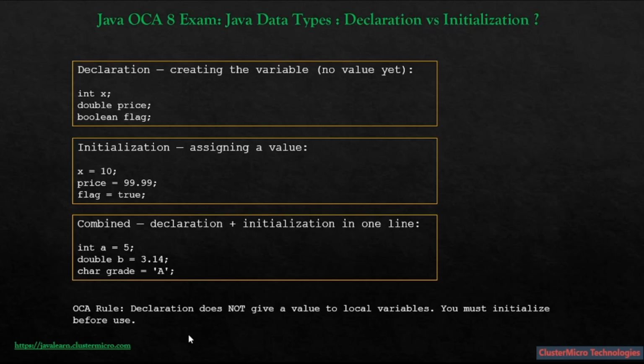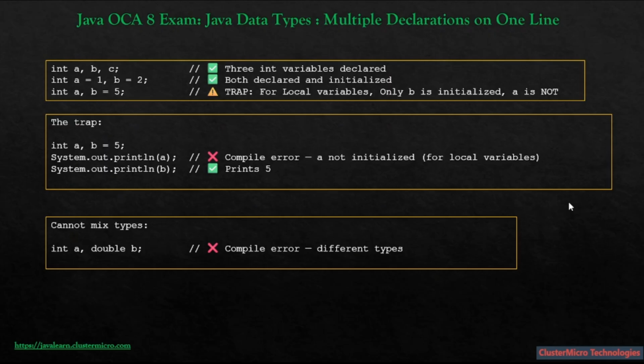Now, multiple declarations on one line. This is very tricky, so you have to understand it thoroughly. You can have int a, b, c. All three variables will compile fine because they all have the same type. Then int a = 1, b = 2 is also declared and initialized. But say you have written int a, b = 5. In this case, for local variables, only b is initialized, a is not. So if you want to use a after that, it will not work. a is not initialized here with 5, only b is.